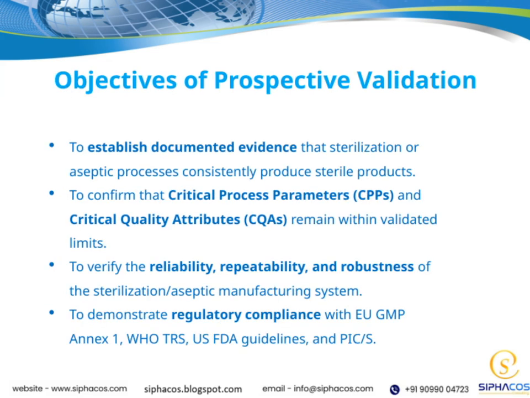In this slide, I want to highlight the main objectives of prospective validation. First, it's essential to establish documented evidence that our sterilization or aseptic processes reliably produce sterile products. This means we need solid proof that our methods consistently meet the required standards. Next, we must confirm that critical process parameters, or CPPs, and critical quality attributes, known as CQAs, stay within the validated limits throughout the process. Ensuring this consistency is vital for product quality.